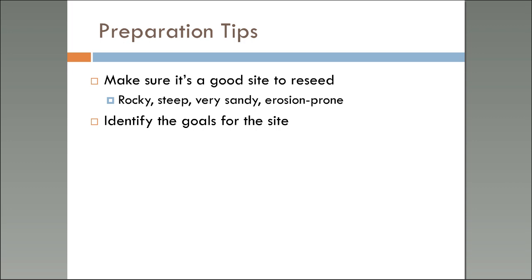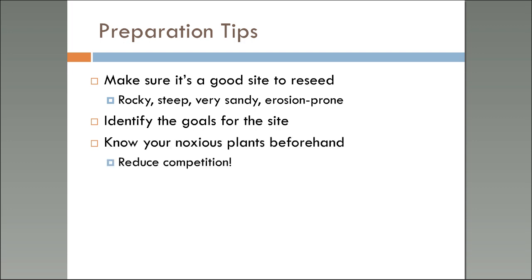So identify your goals for the site. What are you hoping to see? Is it a diversity of plants? Is it only grasses? What are you hoping to take out, and what are you hoping to replace that with? Know your noxious plants beforehand. A lot of times people are replanting because they don't like what's there. And so if you've got old world bluestems or buffalo grass or something that you no longer want, then you're going to need to know what they are and how to reduce the competition later on by taking care of those plants ahead of time.